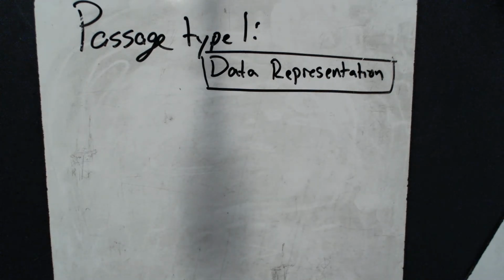Hello, GOVA students. Today we're going to be talking about the first of the three passage types that you will find for the Science ACT section. That passage type represents what's called data representation. It's typically something that involves a lot of charts and graphs.